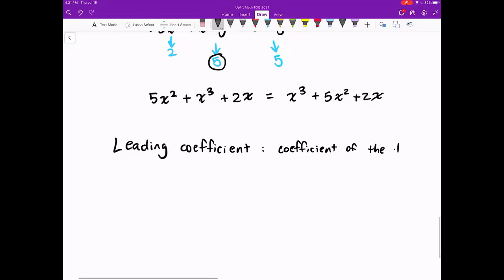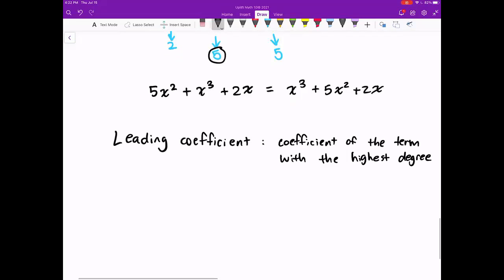Coefficient of the term with the highest degree? Yes. So this is also where the descending order of degrees comes into play. You can just spot the first coefficient you see in the polynomial, and if it's in descending degree, that's also the leading coefficient. So we can take a look at a polynomial like 5x^4 - x^3 + 3x^2 + 4.